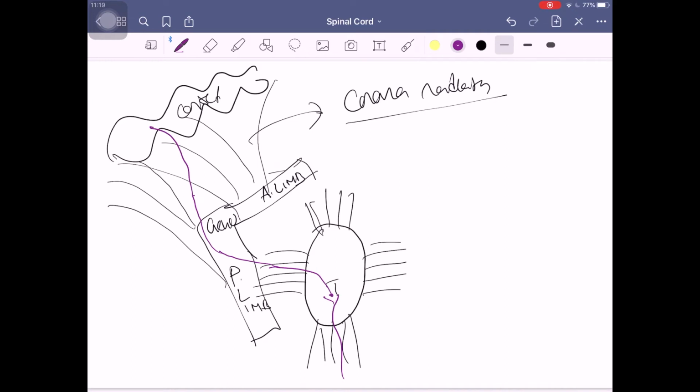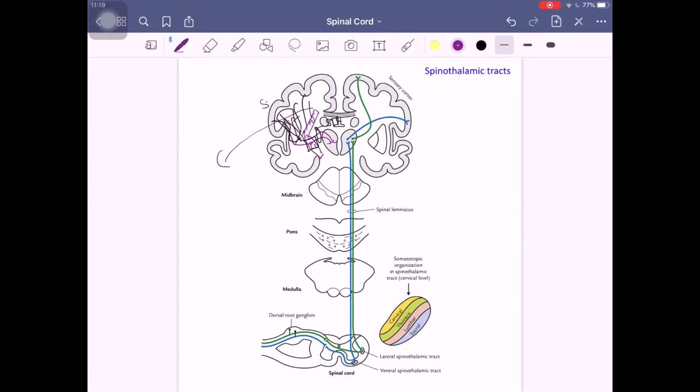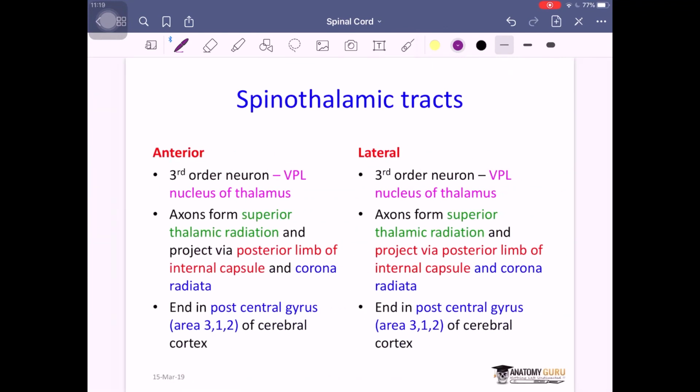So which cortex? It depends. If it is an ascending tract, it should be the sensory cortex, and if we are talking about a descending tract, then the fibers will start from here. Yeah, this is the understanding. So this is what exactly I tried to explain here on this side. Here will be the internal capsule, and this will be your corona radiata, right?